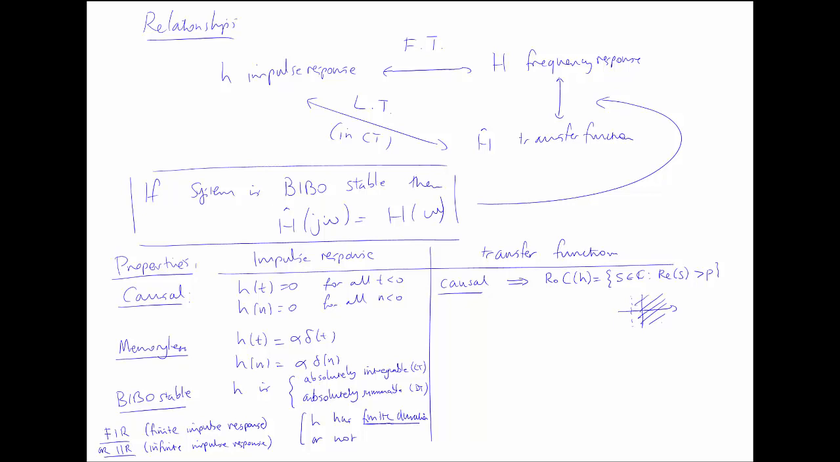Okay, so that's something. If you know the system's causal, you know the region of convergence has to be this kind of right-sided region. If you know the system's memoryless, that happens if and only if the transfer function is in fact just a constant. The system's BIBO stable if and only if the region of convergence of the impulse response contains the imaginary axis, because that implies absolute integrability for the impulse response.